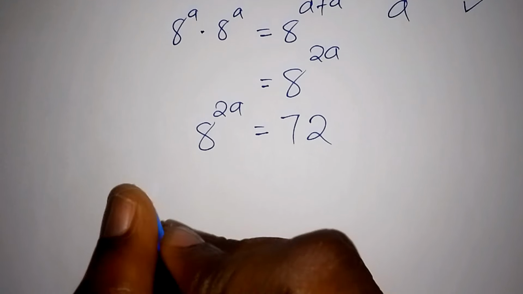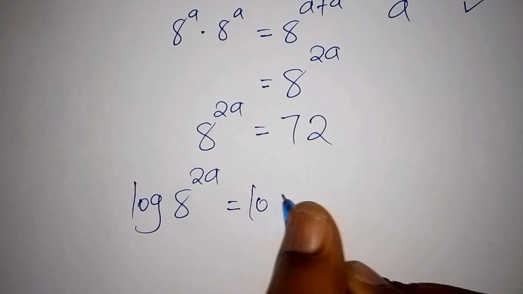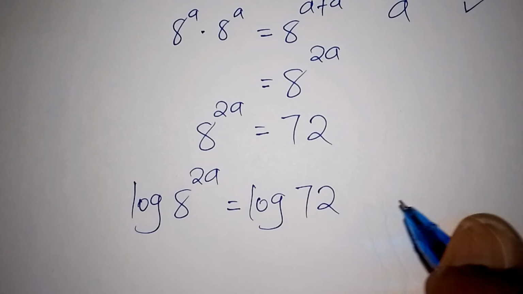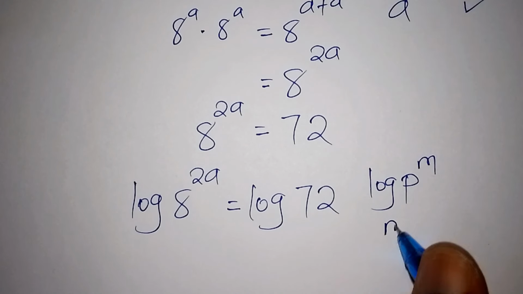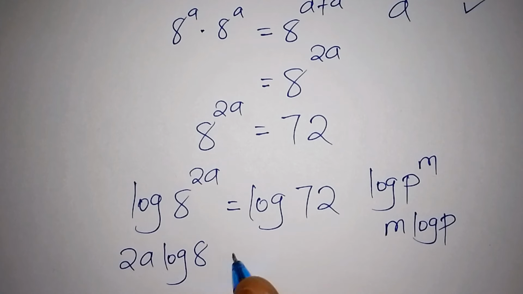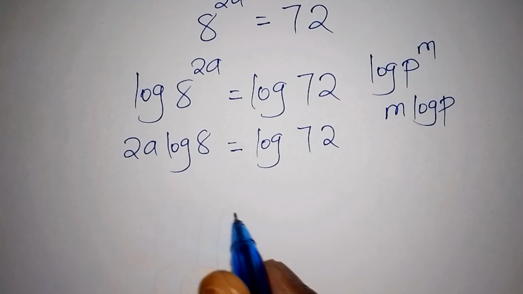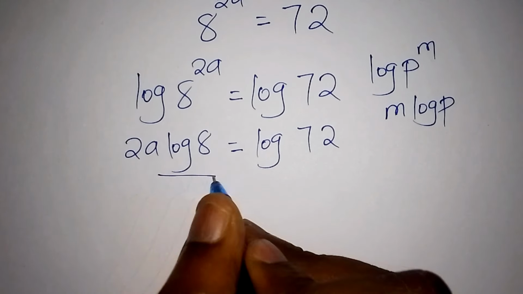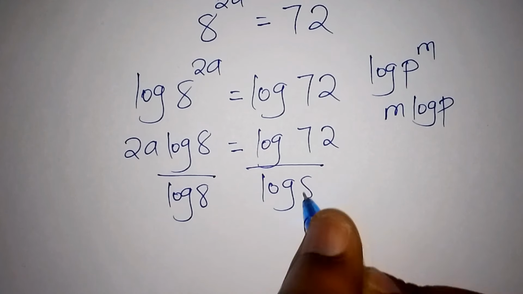Now we shall have the log of 8 to the power of 2a is equal to the log of 72. Assume we have the log of p to the power of m. This can also be written as m times the log of p. So here we shall have 2a times the log of 8 is equal to the log of 72. Our next step, we want to remain with 2a on this end, so we shall divide both sides by the log of 8.